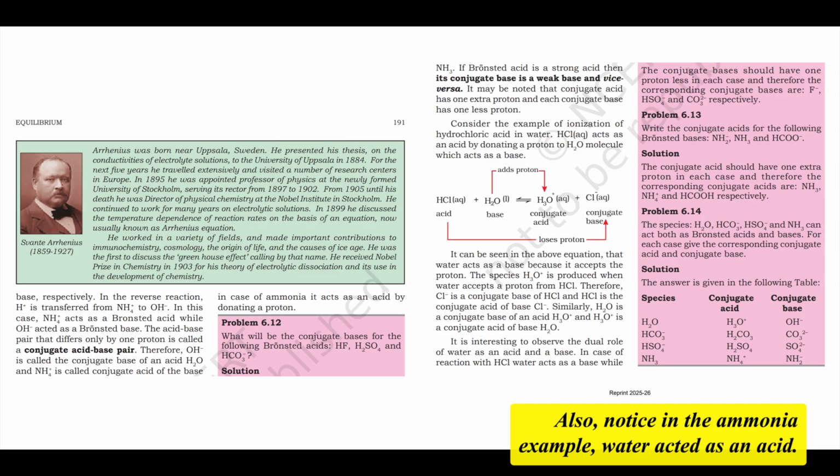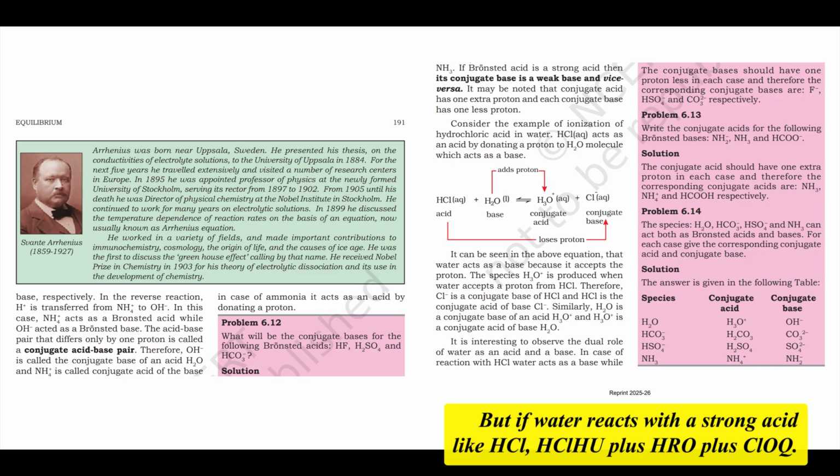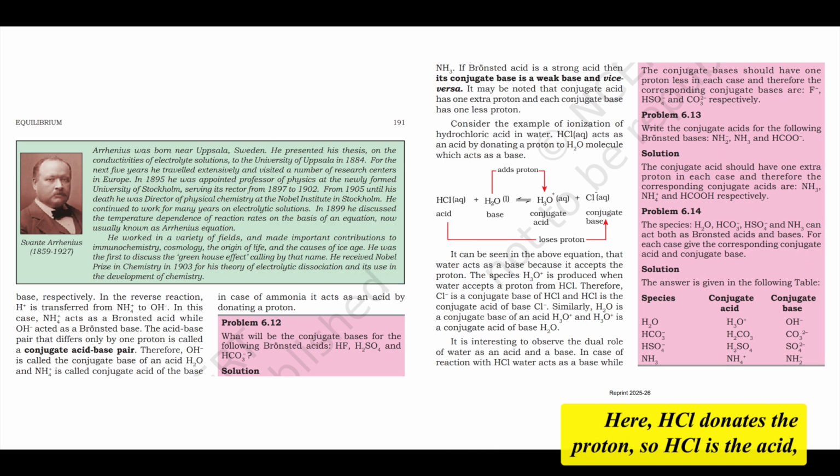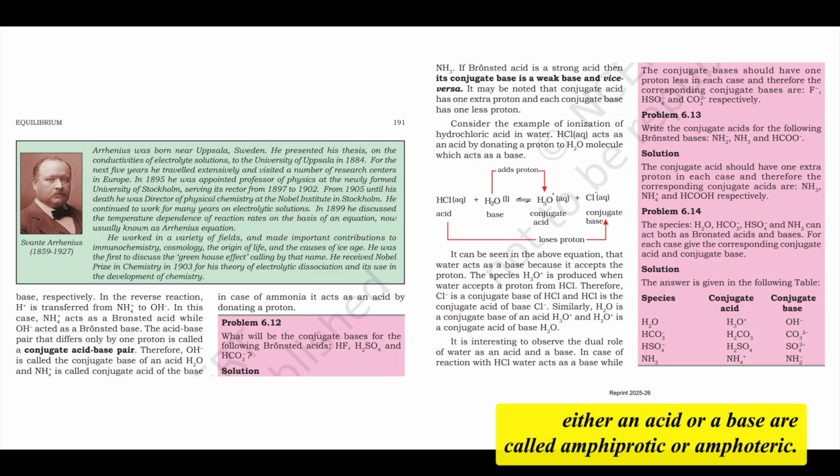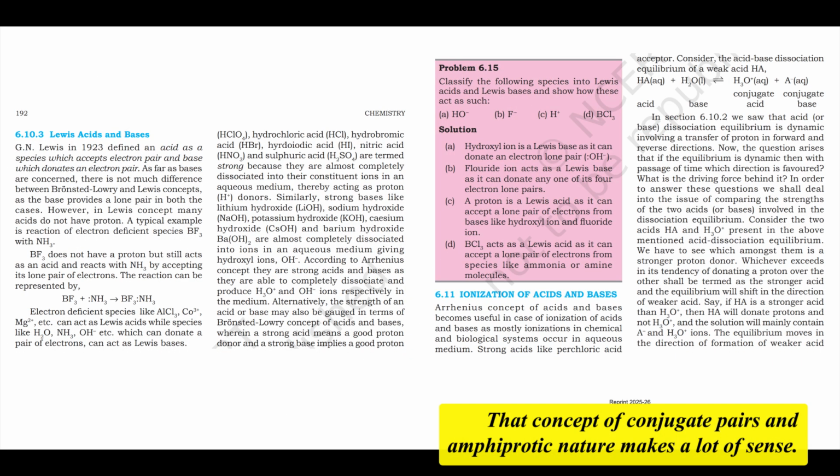Also, notice in the ammonia example, water acted as an acid. But if water reacts with a strong acid like HCl, HCl + H₂O → H₃O⁺ + Cl⁻. Here, HCl donates the proton, so HCl is the acid, and water accepts the proton, making water the base. Substances like water that can act as either an acid or a base are called amphiprotic or amphoteric. That concept of conjugate pairs and amphiprotic nature makes a lot of sense.